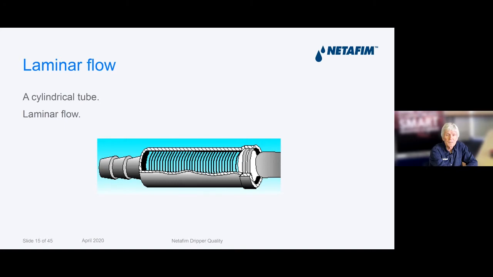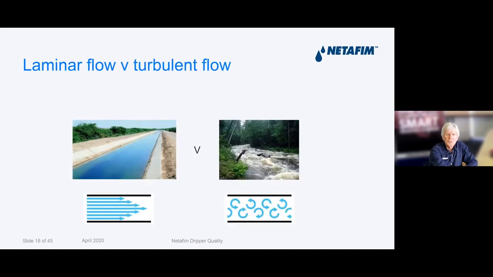What's laminar flow? Okay, if we just go back to that diagram I showed you earlier, there you can see a canal. On the left-hand side, a smoothly flowing river, a canal, versus on the right, a raging torrent. That raging torrent is the turbulent flow. So there you can see turbulent flow versus laminar flow.